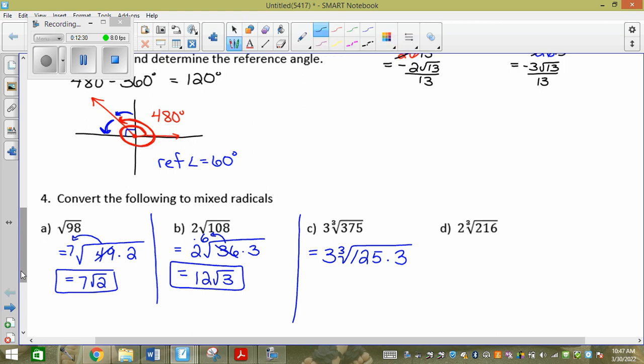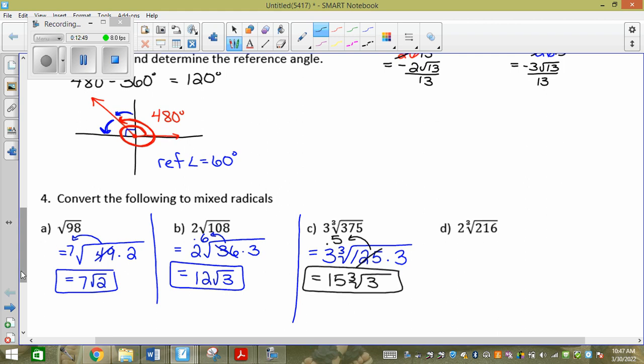All right. So when we take the 125 out, Nick, what do we get? You get a 5, yep. And then when you do 3 times 5, you get 15, which is what you really wanted to answer. And it's the cube root of 3.